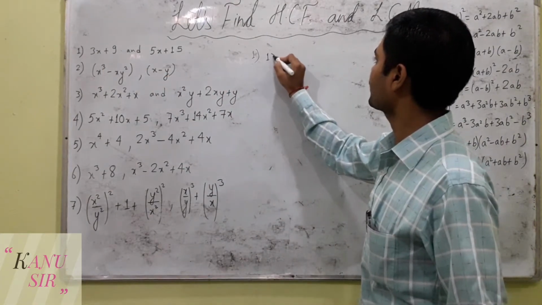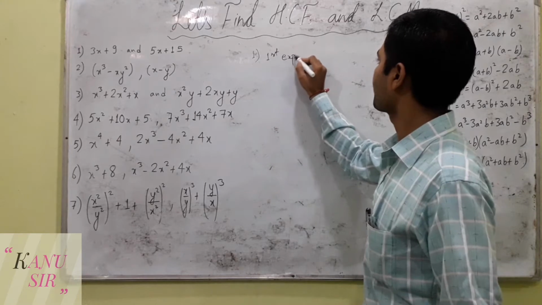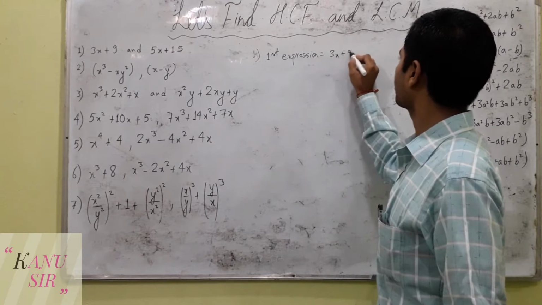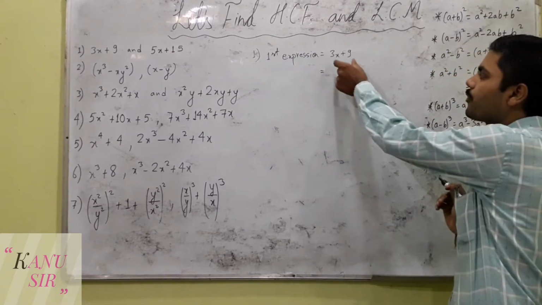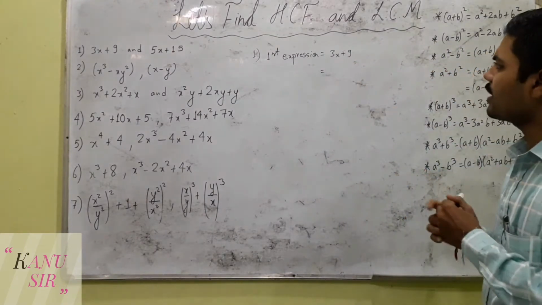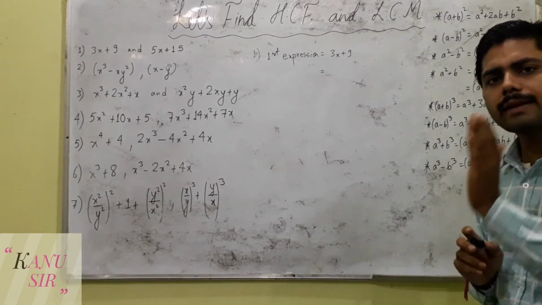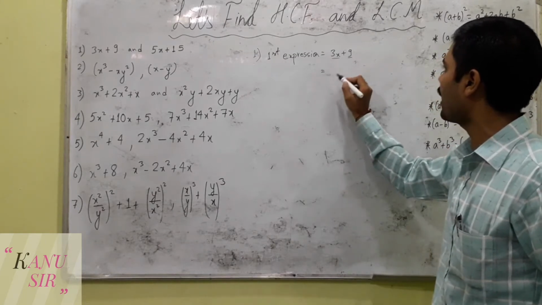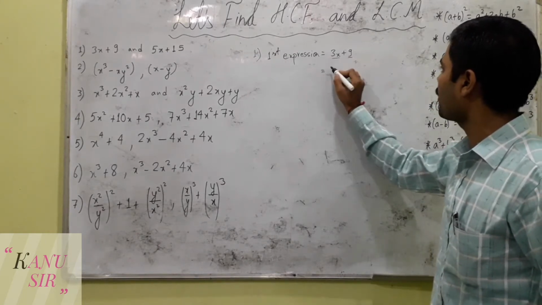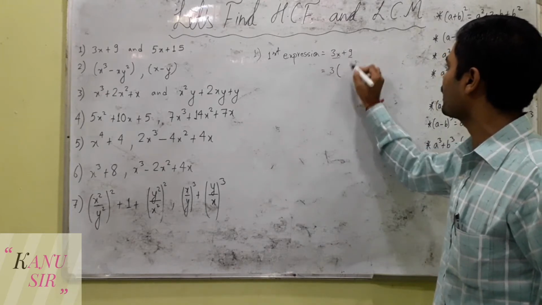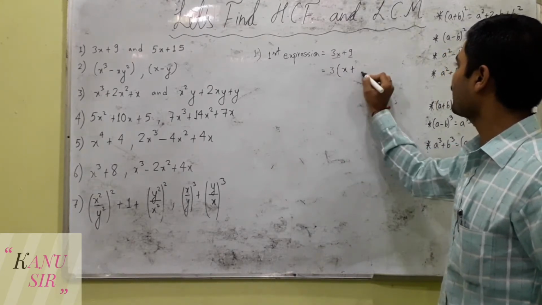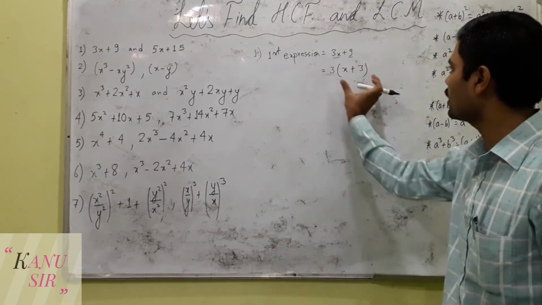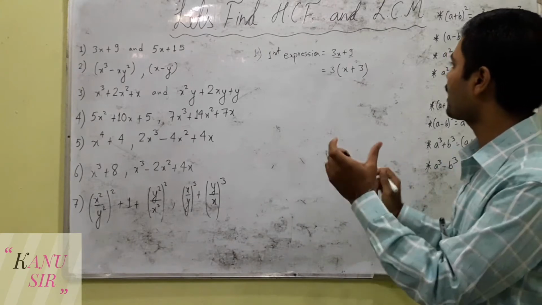The first expression is 3x plus 9, and here you have to factorize this term. The first rule of factorization is to take common. If you find something common between these two parts, you can take it out. 3 is common from 3 and 9, so x plus 3 times 3 gives 9. Hence the first expression is solved. We got the answer in a product form, in a factor form.